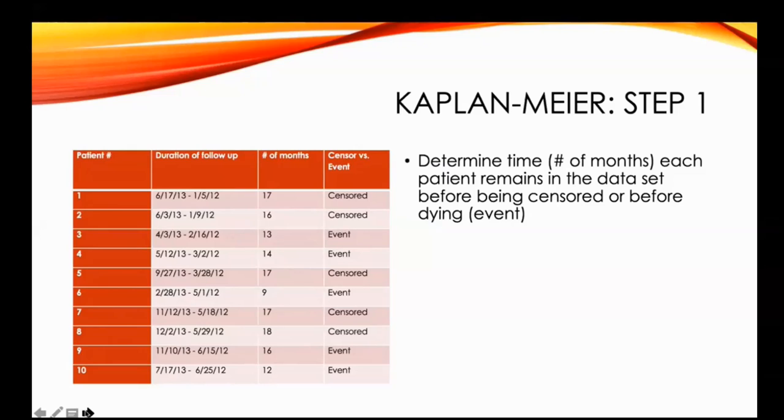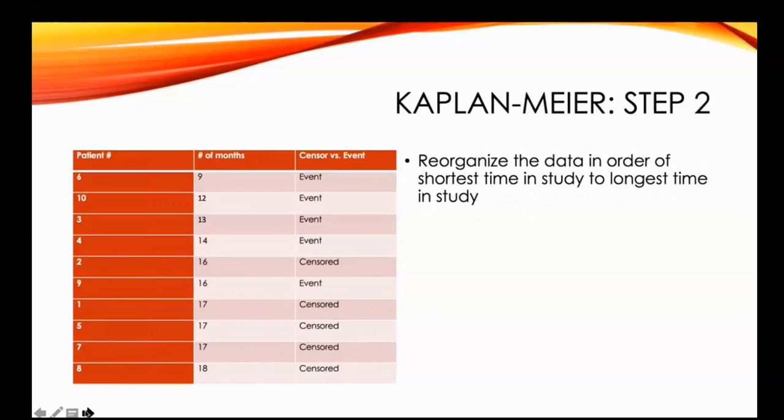So here the patient had to reach the number of months to be included. For patient 1, the follow-up was actually a little longer than 17 months, but because 18 months wasn't reached, I used 17. And again, this is for ease of calculation, and later we'll use an example that uses fractions of months. All right, so step 2 is to reorganize the data in order of the shortest time in the study to the longest time in the study. For this data set, patient number 6 was in the study for the shortest amount of time at 9 months, and patient number 8 was in the study for the longest amount of time at 18 months.